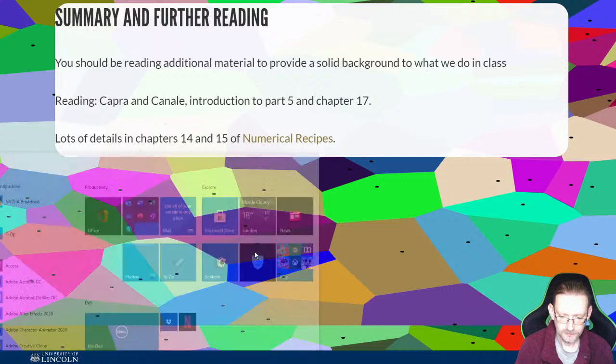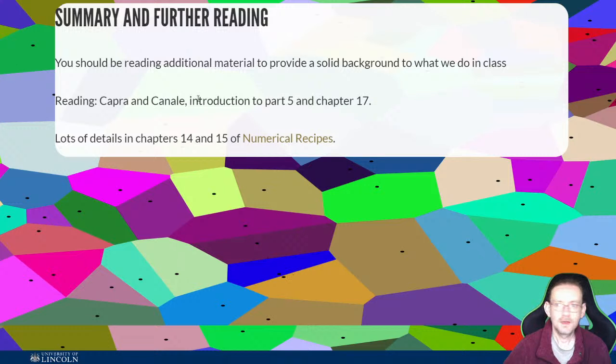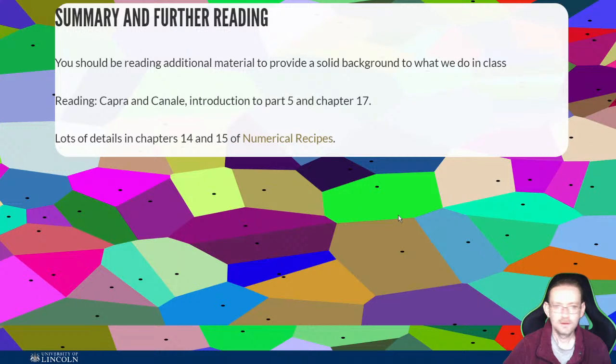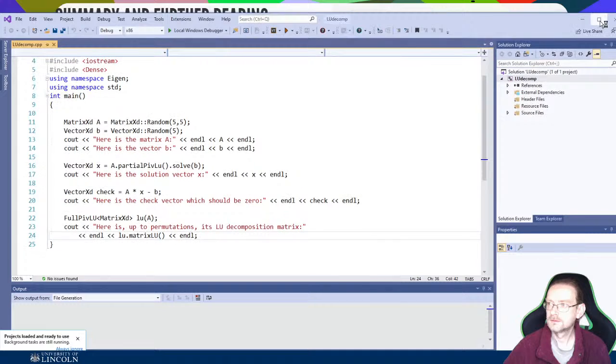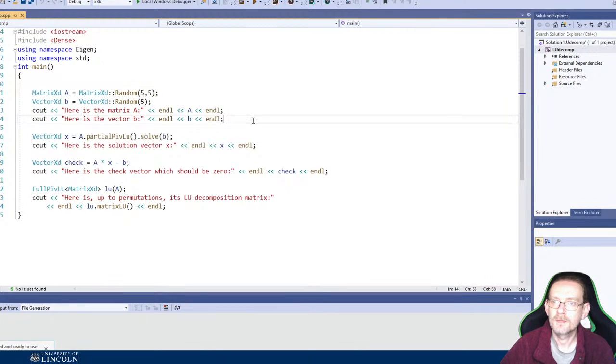Let's get up Visual Studio Code. Example of doing the LU solver in Eigen. I've got it here.